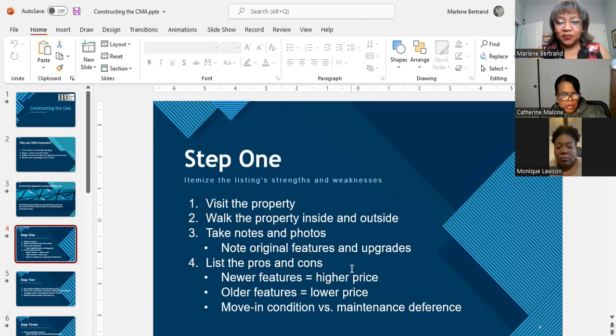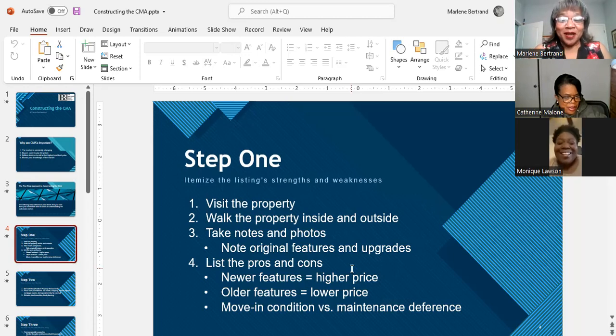Not always, it just depends on what features they've put in. So sometimes... Permits. Yeah, it's got to be permitted. Permits, that is true.